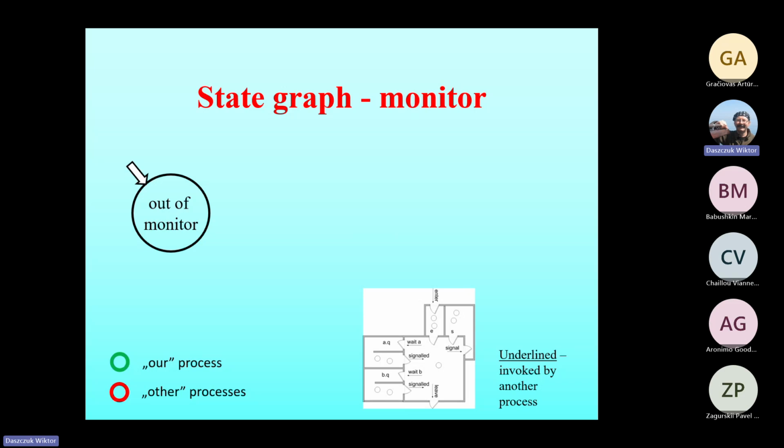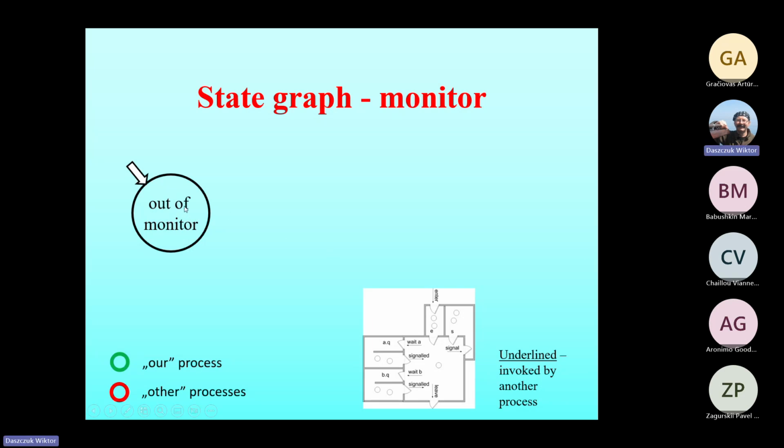It is seen from the perspective of the process which states are given in the graph. So it is green circle, and red circle is, or sometimes pink, because there are situations in which we discuss more than two processes. There are other processes.